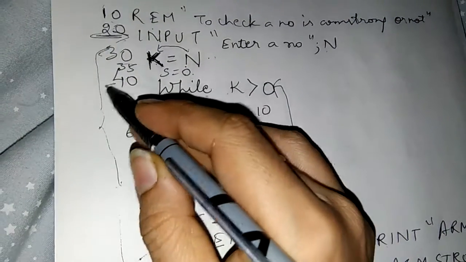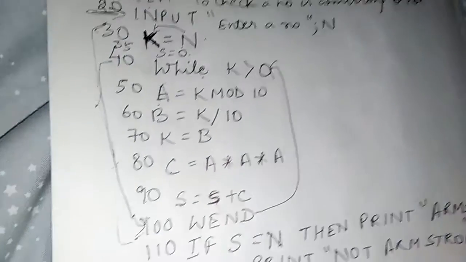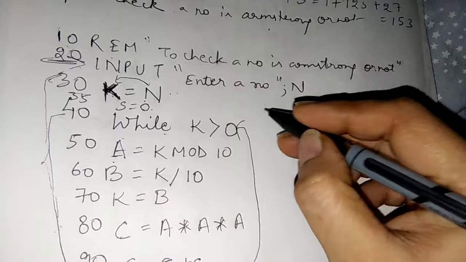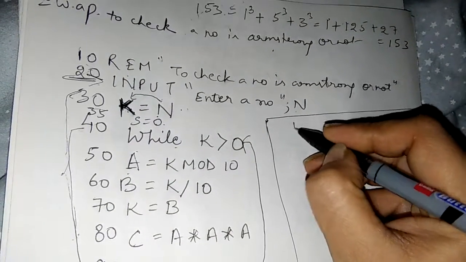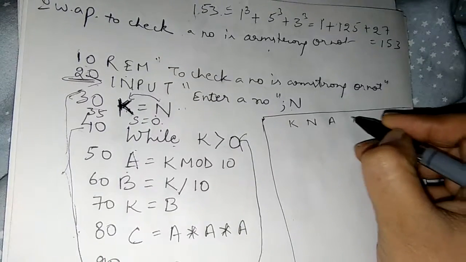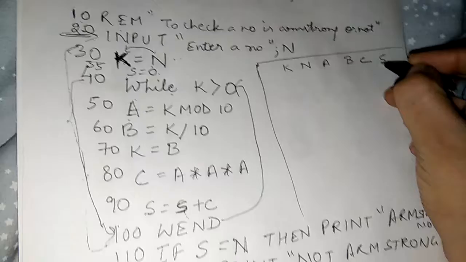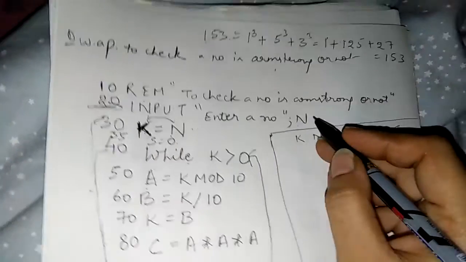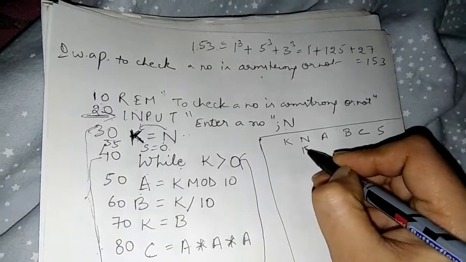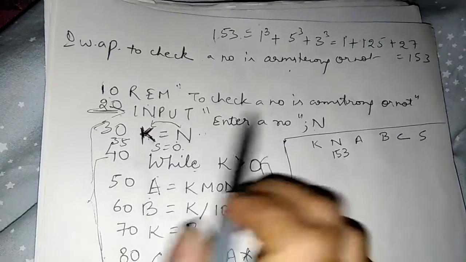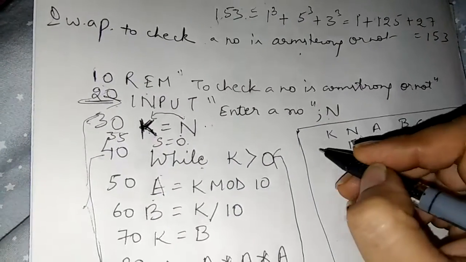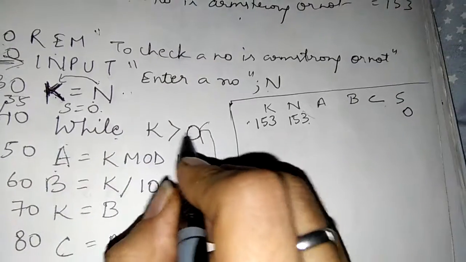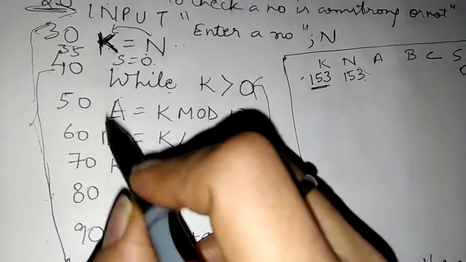Okay, now how it will work, I am doing the dry run. For the dry run I am taking the variables k, n, a, b, c, s. Suppose I have taken a number n as 153 after the input. So k will also be stored as n. K will have the same value as n, that is 153. S will have an initial value 0. While k is greater than 0, yes, it is true. The loop will continue.